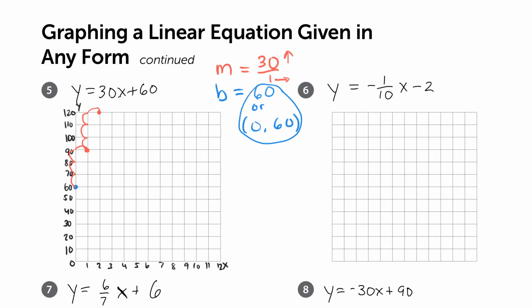And then once you have those dots, they should form a perfectly straight line. And then draw your straight line. Just like that. And then you're done. Also, don't forget your arrows. And that's it.